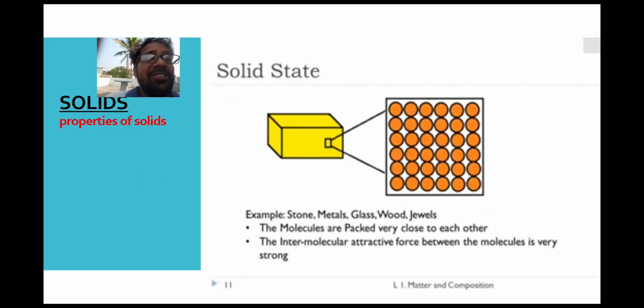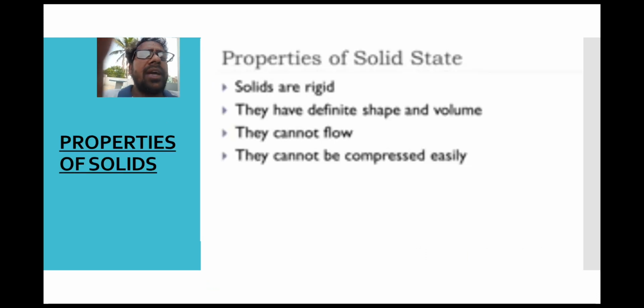Solid state. You can see a very clear image is given. All particles are very closely packed. They have very little intermolecular space. Examples: stone, metals, glass, wood. All these are solids, and molecules are packed very close to each other. You can see it very clearly in this picture. Now move to the other slide.